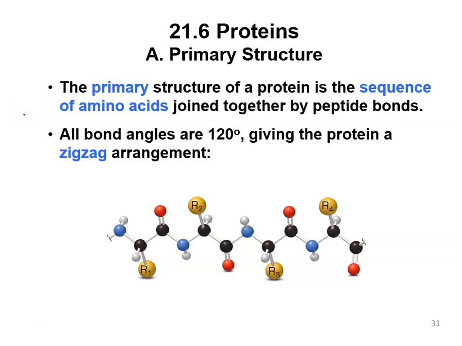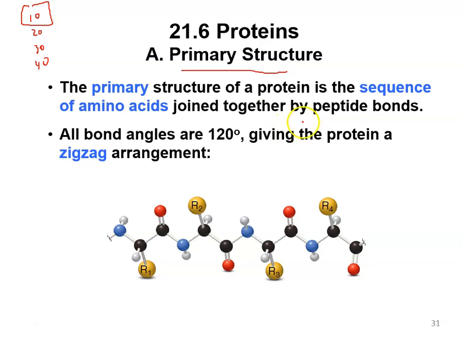Okay, so in 21.6, we're going to start talking about the structures. There are 4 different structures that amino acids can have: primary, secondary, tertiary, and quaternary. We're going to go through each of these separately. So first, we're going to talk about the primary structure.